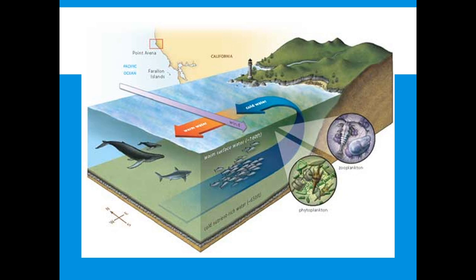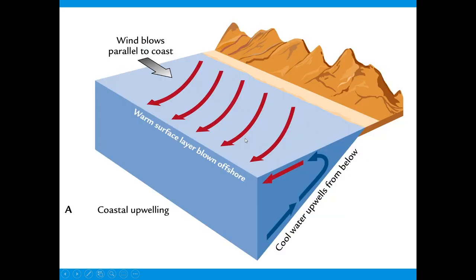So this is going to be the first example right here. This is just north of San Francisco to give you an idea. But basically, we get these winds that are moving along the coast, moving the warm water away, allowing the cold water to upwell in, bringing in nutrients, allowing for phytoplankton and zooplankton to thrive. Another example showing you as the wind blows parallel to the coast, the warm surface layer is blown away, allowing for that cool water to upwell from below.